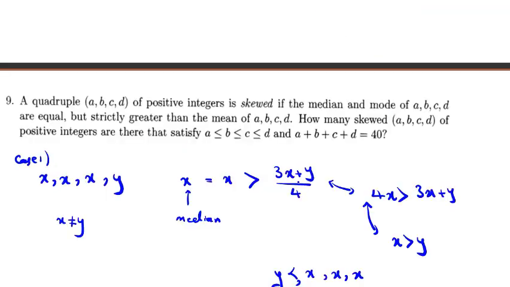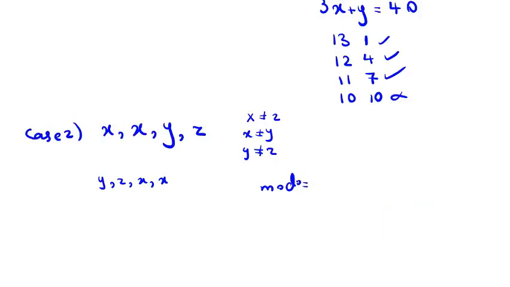If y and z both of them are less than x, the problem says what? Mode is equal to median, which is strictly greater than mean. So mode is equal to median strictly greater than mean. So in this case it is bad, because here the mode is x, but the median is not x. For example, it's (x plus z) over 2 or (x plus y) over 2, and they are not equal. So this case is bad. Also if you have similarly x, y, z, it is bad.